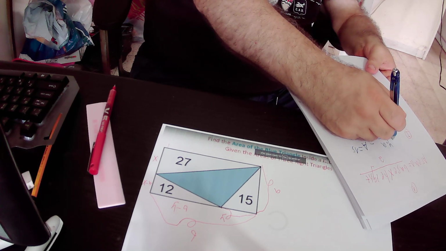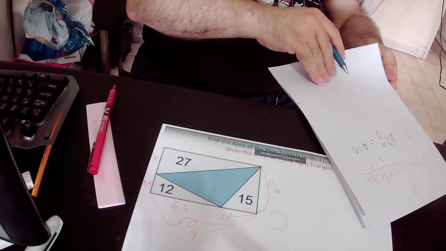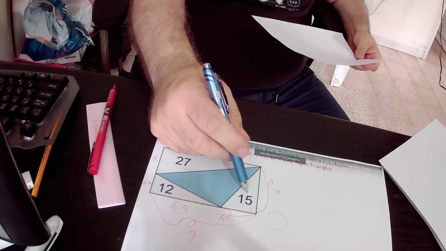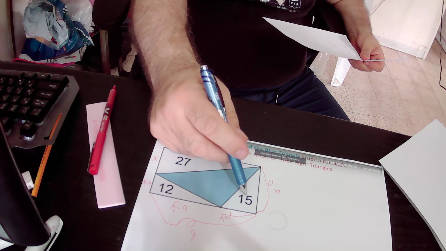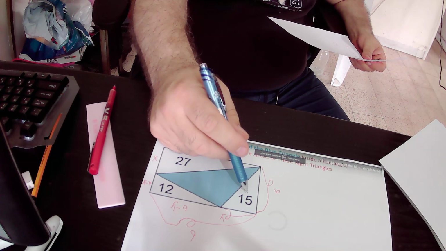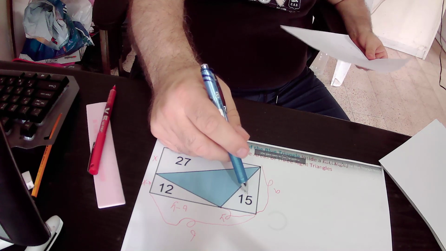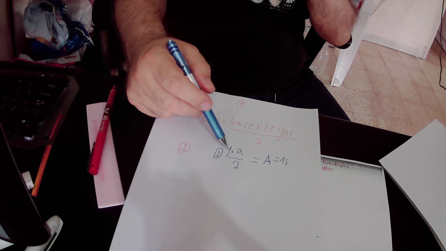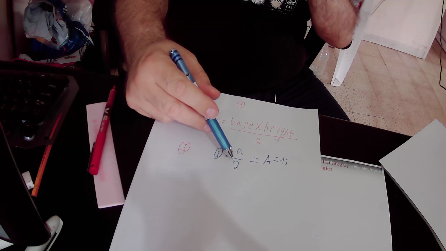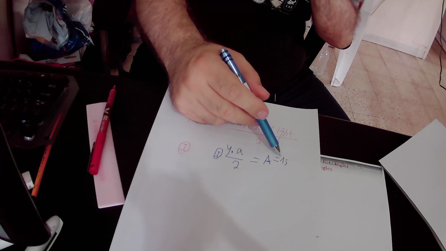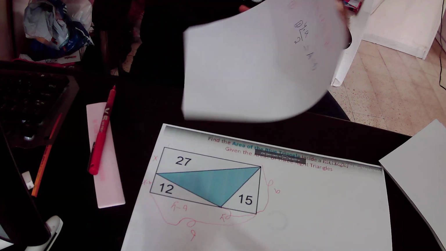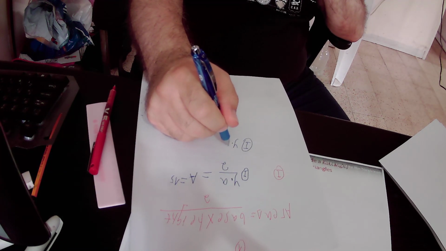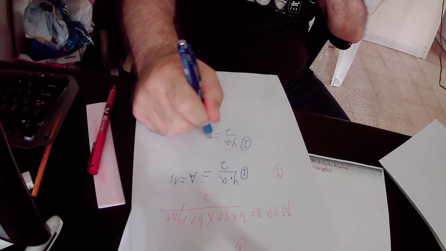So the first equation is the formula for the area of this triangle, which equals 15 units. The formula is the base of the triangle times the height of the triangle divided by 2, and it equals 15 units. So we can write it again: y times a divided by 2 equals 15.